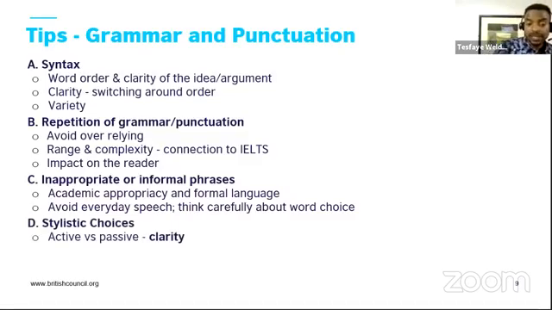Stylistic choices, again, for clarity reasons, most of the time passives are favored when it comes to academic formal writing, because they are impersonal. So when I say the research has been conducted, it doesn't matter who conducted it. The focus is on the fact that the research has been conducted. So if you're focusing on the result or the action, it's better to use passives. So in most cases, that's why we tend to use passives in academic writing.